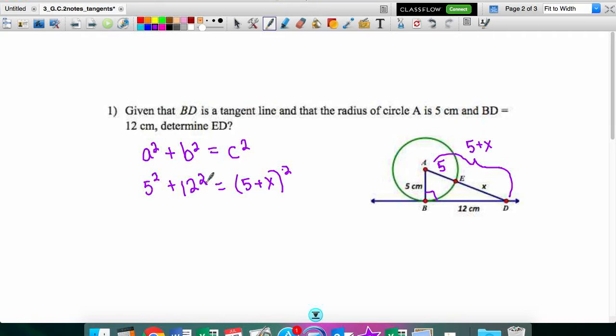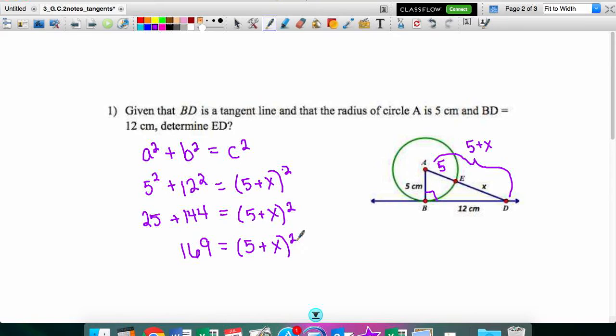Okay, so we want to solve for x. So what I'm going to do first is I'm going to simplify all of the numbers that can be squared. So 5 squared becomes 25, 12 squared is 144. And on the right, you could actually FOIL this out, but it's going to make a trinomial, and since I only have one x in there, I'm going to leave it as it is right now. Okay, I'm going to continue to simplify the numbers here. So 25 plus 144 would give me 169.